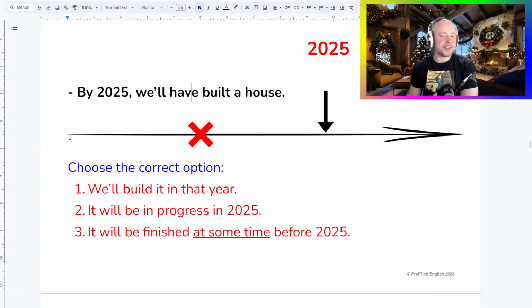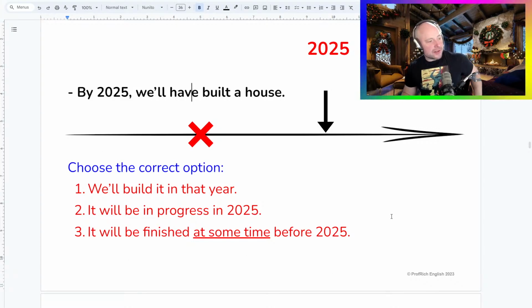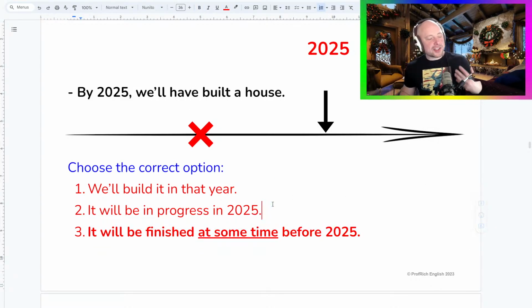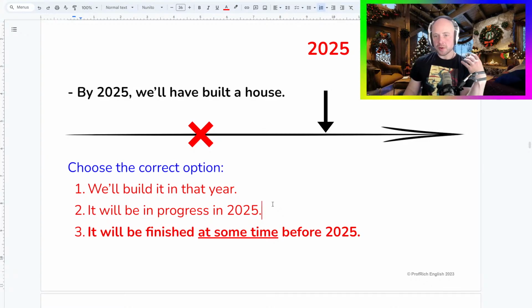And by the way, the start of this arrow is now. So the very start is now. And then we go into the future. And obviously everyone's saying 3, and you are, of course, right. It will be finished at some time before 2025.